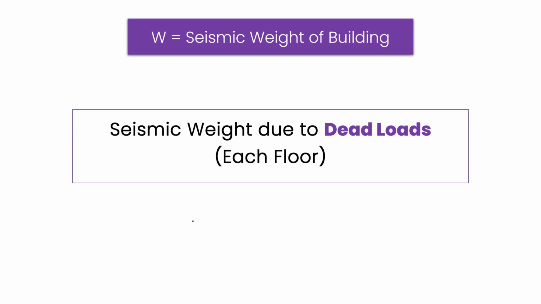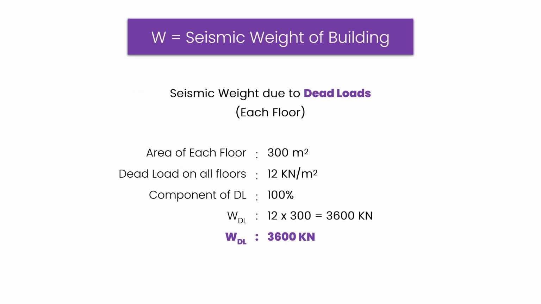So let's calculate the seismic weight due to dead loads on each floor first. So the area of each floor, which we just calculated, is 300 meters square. The dead load on all the floors, as per our problem statement, is 12 kilonewton per meter square. We read earlier that the complete or full dead load is to be taken. That is, the component of dead load is going to be 100%. So the total seismic weight on each floor due to the dead load will be the value 12 multiplied by the area 300, which comes out to be 3600. So this is the dead load on each floor.